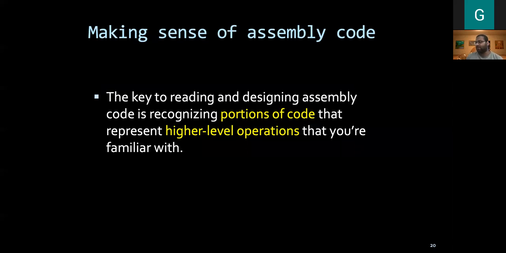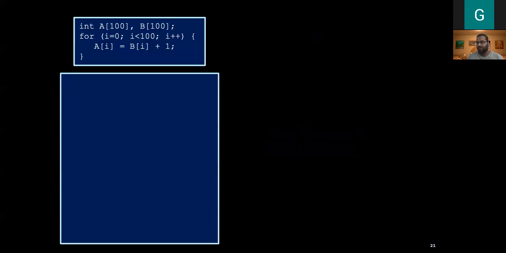So the key to reading and designing assembly code is basically figuring out the high-level operations you want to do. It's always going to be better to write down, sort of in English, what you want to do in each step and then translate those steps into assembly code. So let's try and do that here.